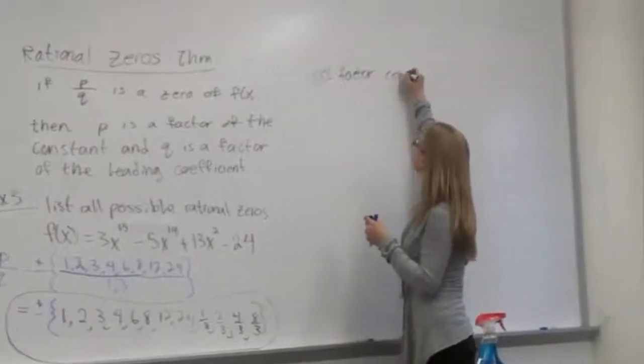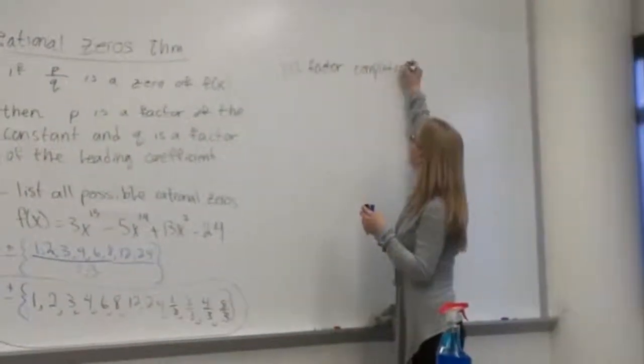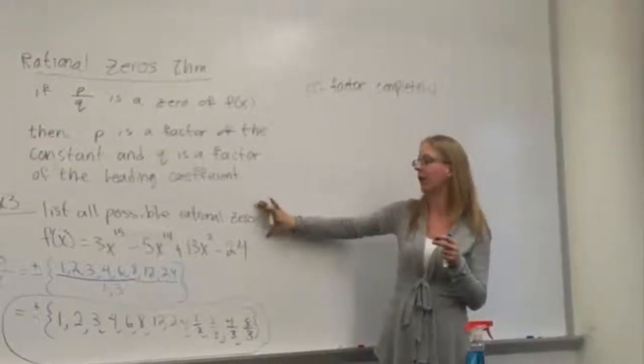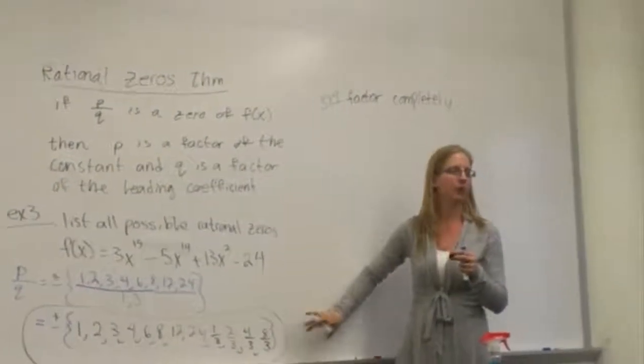Factor. All the numbers that we have on the bottom, that's the answer? That is the answer to this question. And it's this question that lists all the possible rational zeros.